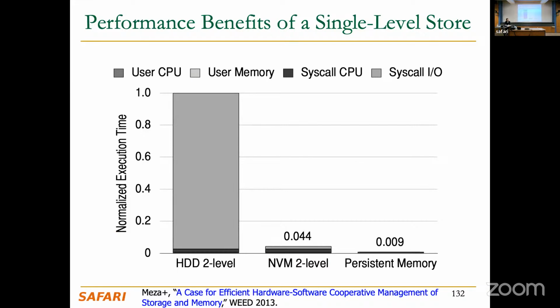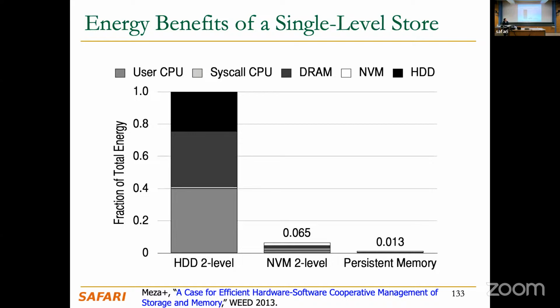So here is the evaluation of the system compared to the HDD 2-level, which is the traditional one, and the NVM 2-level, which replaces the HDD with the NVM on the traditional system, and the persistent memory, which unifies the memory and the storage at the same time. As you can see, it can achieve really good speedup compared to the traditional two-level memory and storage system. And here is the energy consumption. Also, it can achieve a lot of energy savings in this kind of unified memory and storage system.